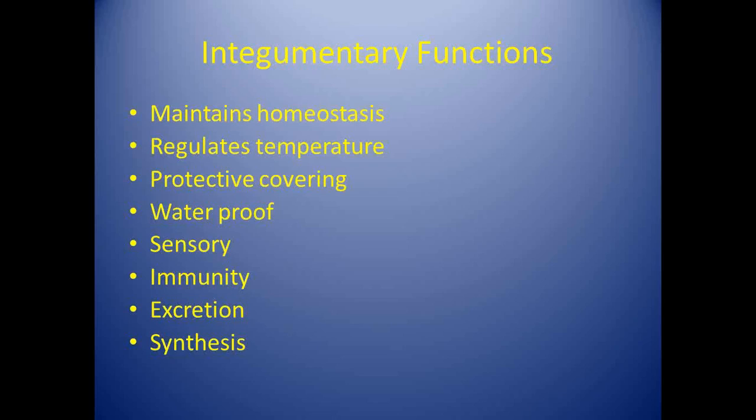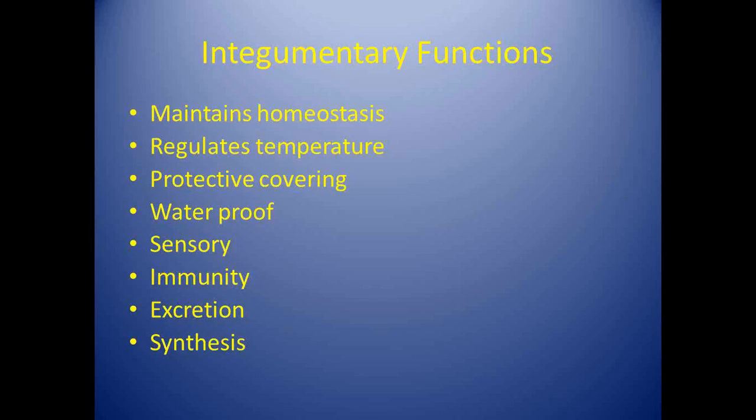Sensory. When we talk about the nervous system, a lot of our systems overlap in helping us maintain homeostasis. So our integumentary system with our nervous system helps us do that. Immunity. We'll talk later on in 102 about immunity, and we talk about natural barriers, and your skin as your number one line of defense.